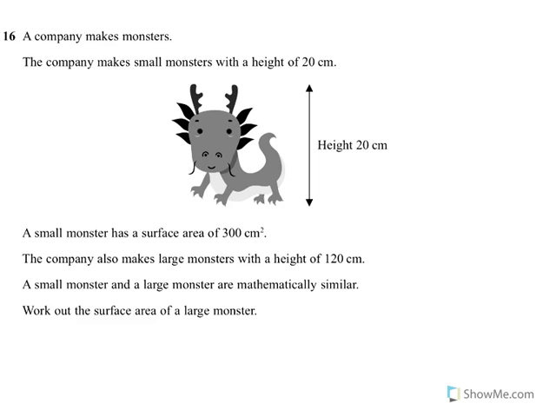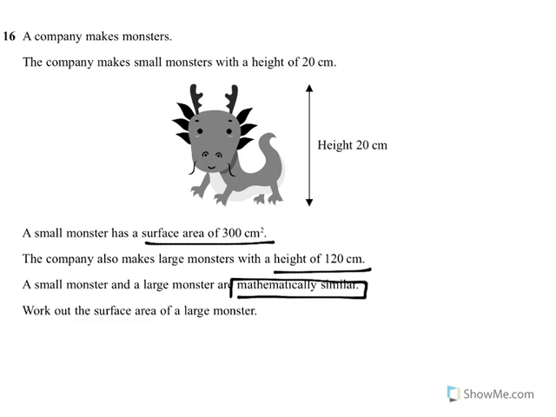Question 16. A company makes monsters. The company makes small monsters with a height of 20 centimeters. A small monster has a surface area of 300 centimeters squared. The company also makes large monsters with a height of 120 centimeters. A small monster and a large monster are mathematically similar. Work out the surface area of a large monster.